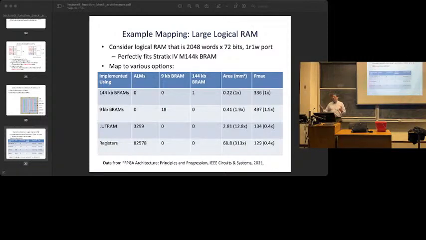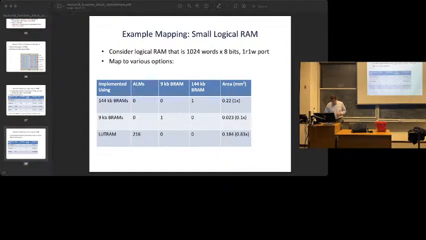People build all sorts of things in their designs. So let's take another example where I have a much smaller RAM: 1,024 words and 8 bits wide, and again, simple dual port mode. This one will take one of those big RAMs again, but it's wasting most of it, so it takes the same area. It's actually a perfect match, or almost perfect match, to one of these 9 kilobit RAMs, and that's about 10 times smaller. So for this small RAM, that large physical RAM was pretty wasteful.